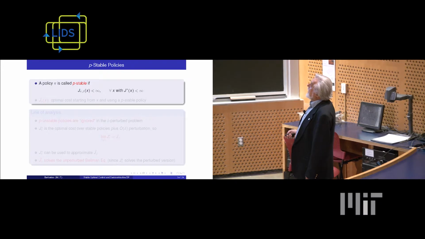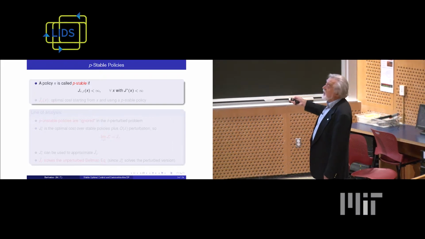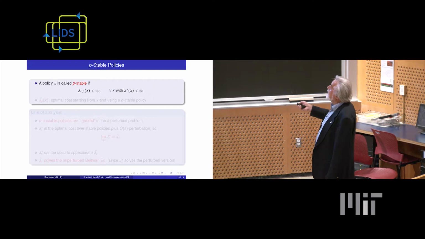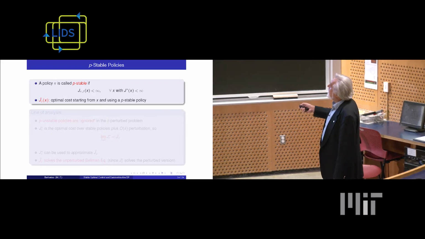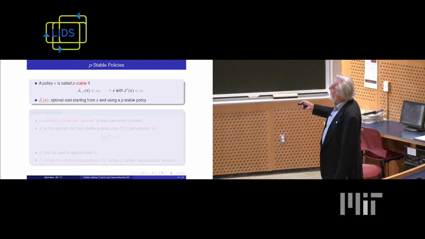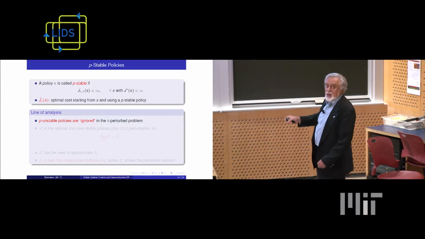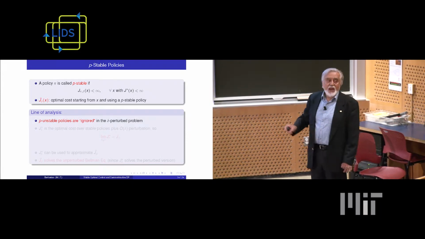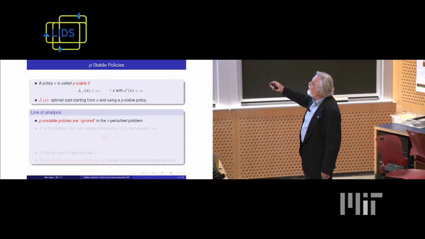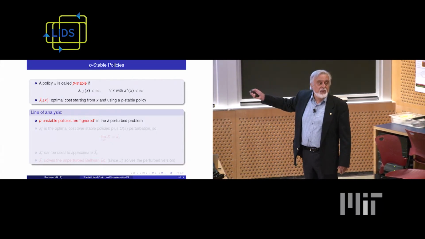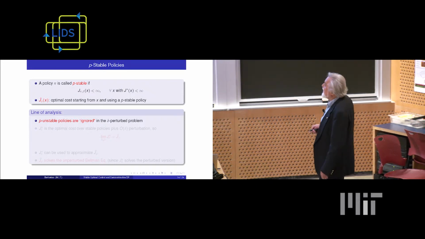OK. Now, we define p-stable policies for a given forcing function if the perturbed objective is finite for all x for which the optimal objective is finite. We define the restricted optimal cost over p-stable policies. And the interesting thing to note here is that in this perturbed problem, the p-unstable policies are just ignored. They just play no role. The reason being that these p-unstable policies, by definition, have infinite cost for some initial states. So they are neglected. If you do all the algorithmic optimization or the analytical optimization, they are neglected.